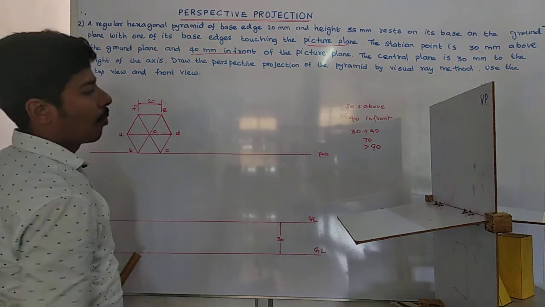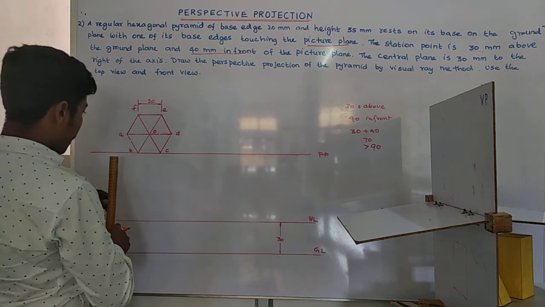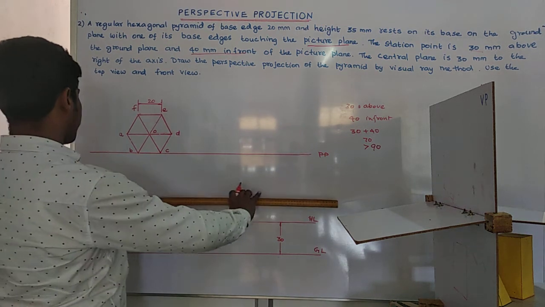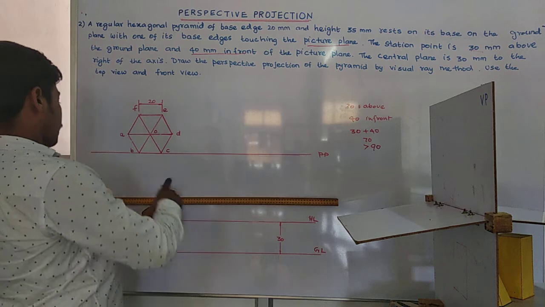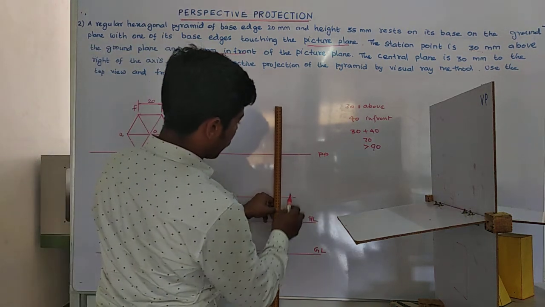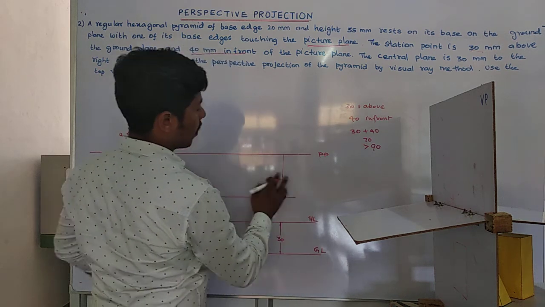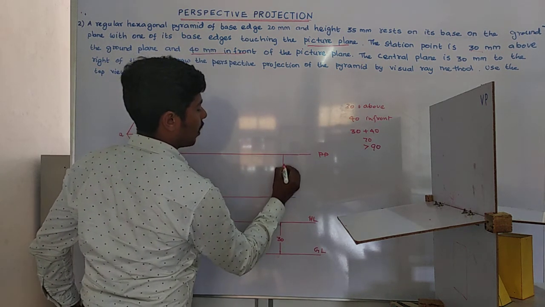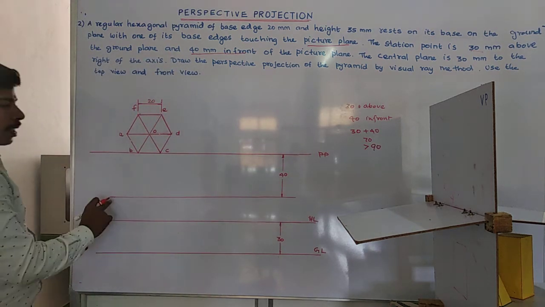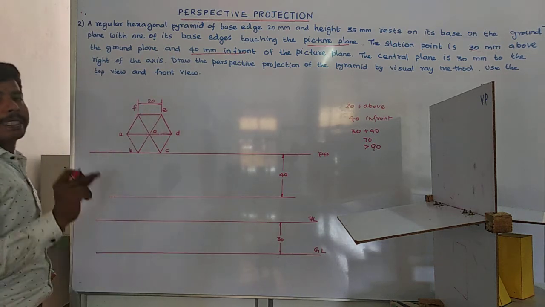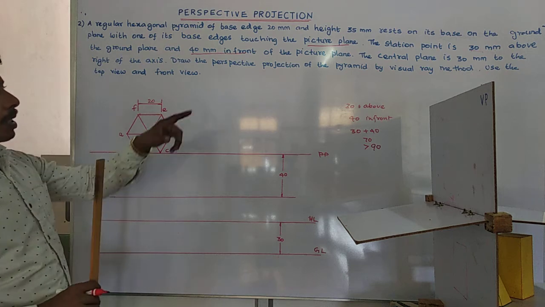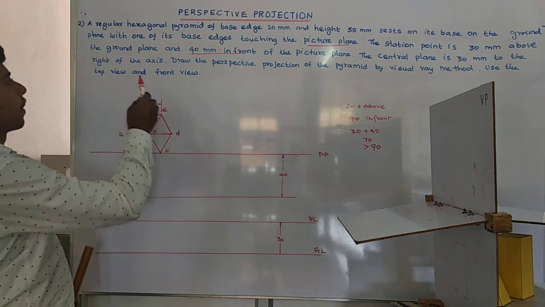Then how much in front? 40 in front. So this 40 mm, here I locate the E point. E and F I locate on the map. So the station point is here.